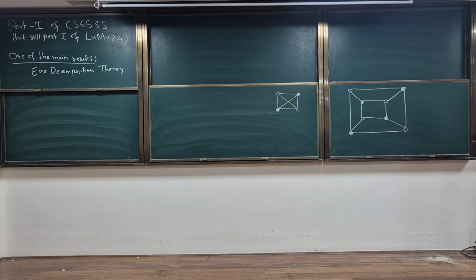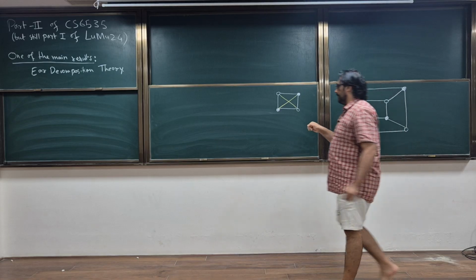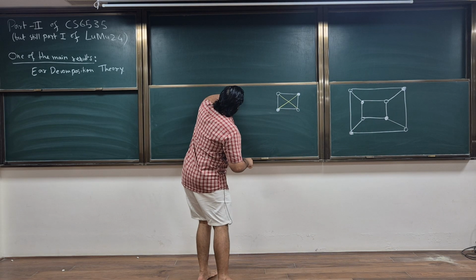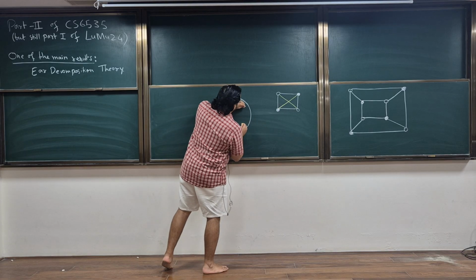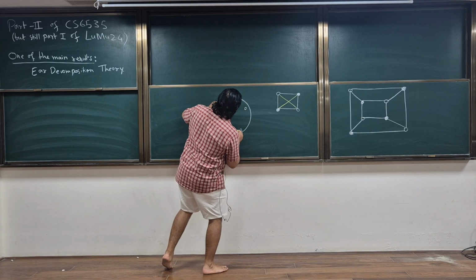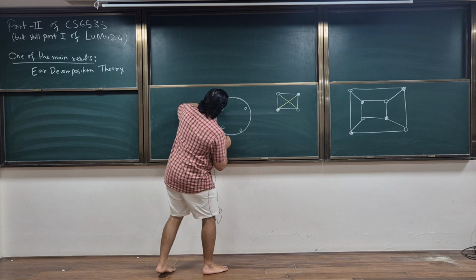Prism, and observe that if you add a path of odd length or two paths of odd length, let me make a more general figure. Supposing I add two paths of odd length, vertex disjoint simultaneously.